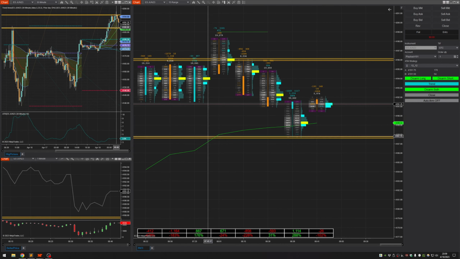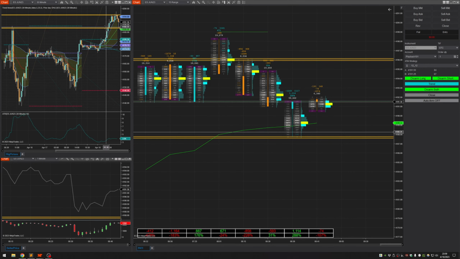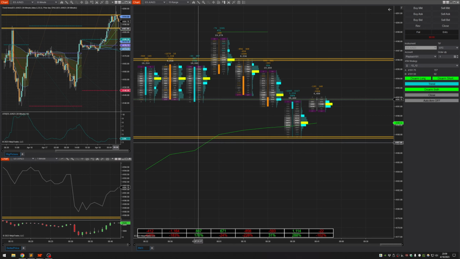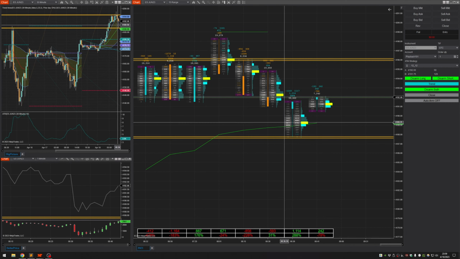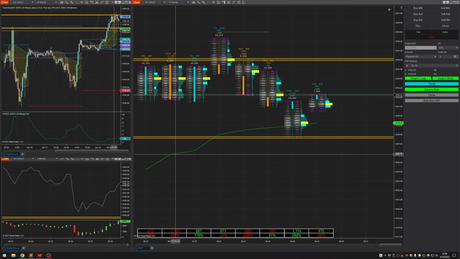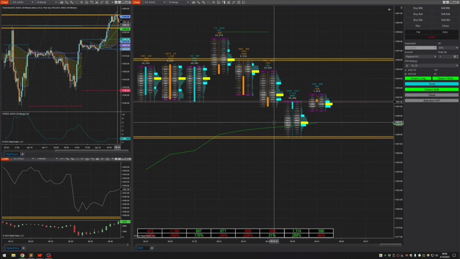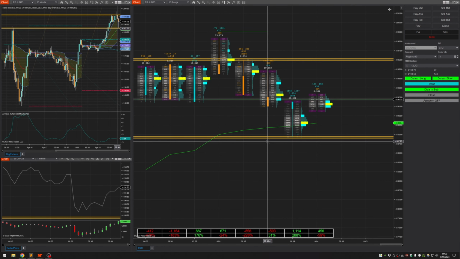It looks like some previous volume profile analysis that we performed up here was actually accurate. It looks like it bounced off this level and raised back up. So that's actually good to see congruence there.